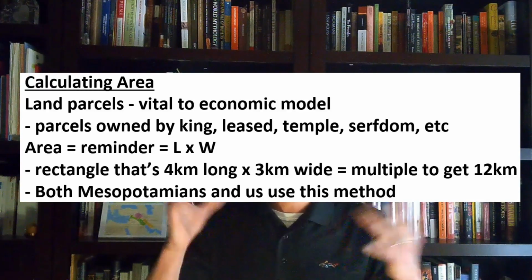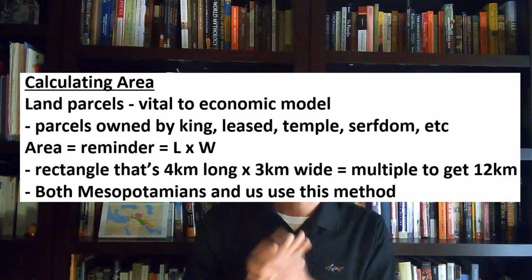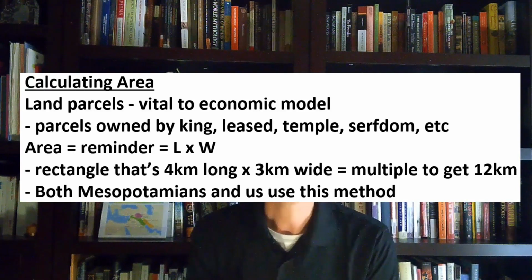Now let's talk about calculating area. They were dealing with land parcels mostly when they're calculating this area. And land parcels were owned by the king. They were leased by the king. They were owned by the temple. You had systems of serfdom. You had businessmen. You had big landowners. You had plantations, to use modern terminology. So parceling out land for all these various different categories was very important. And determining the space was vital to their business model.